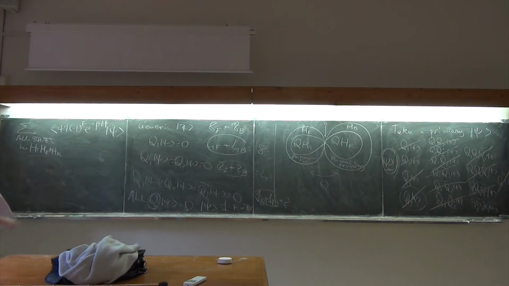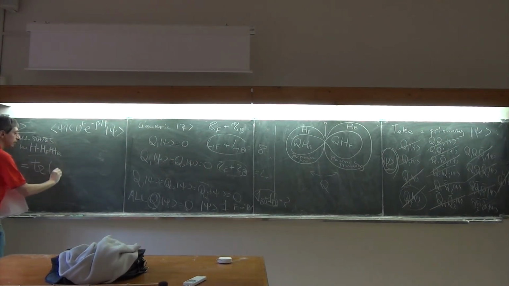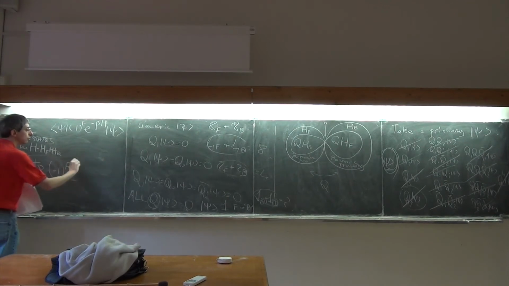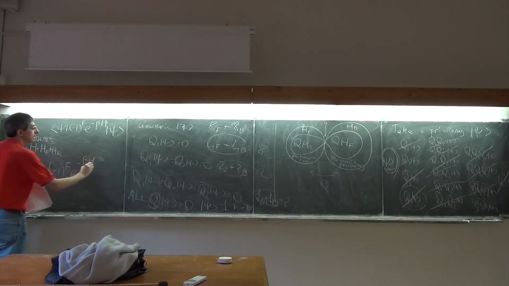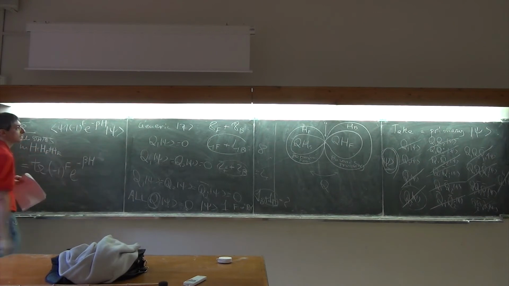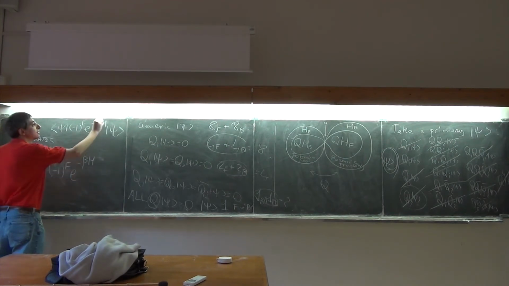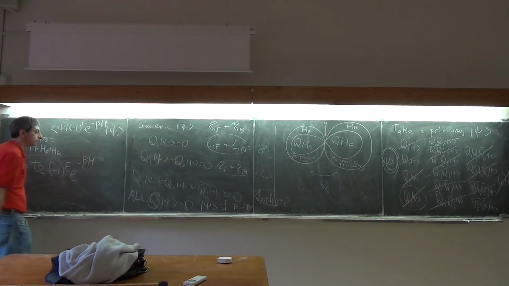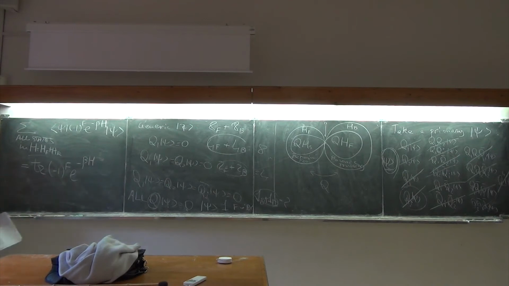Which I can write, of course, as the trace of minus 1 to the F and e to the minus beta H. Beta is a number. It's called beta because you could think of this as a partition function. This could be the inverse of the temperature, but it's a number. And H is the Hamiltonian of the system. Now, what happened to this thing?